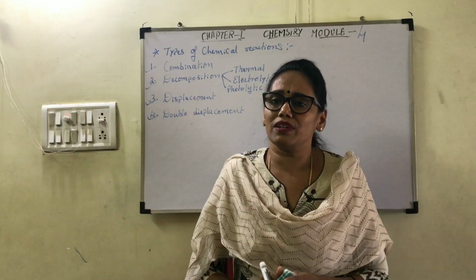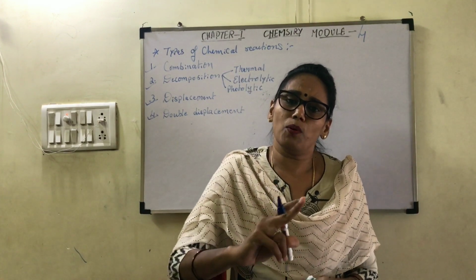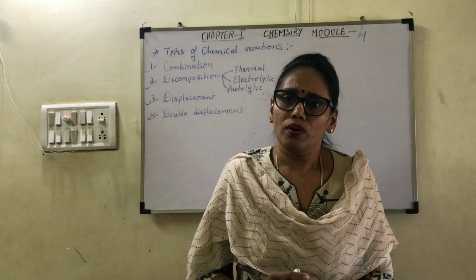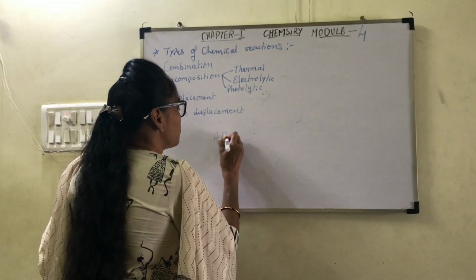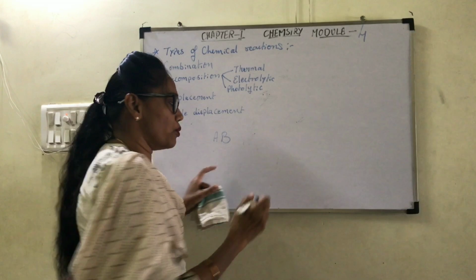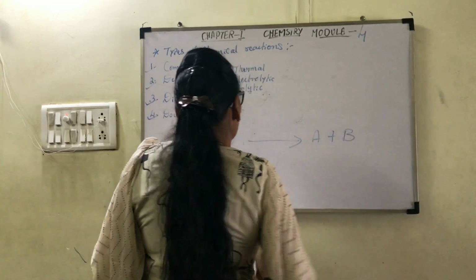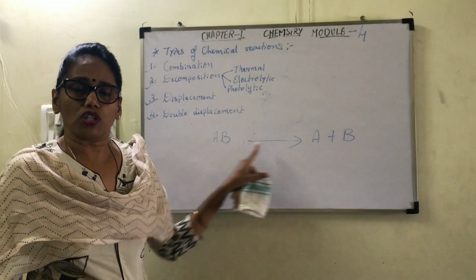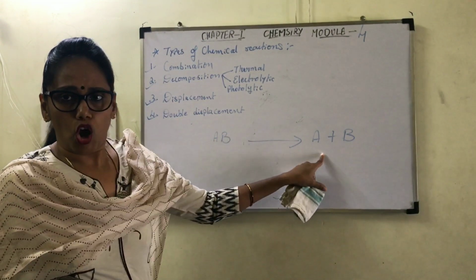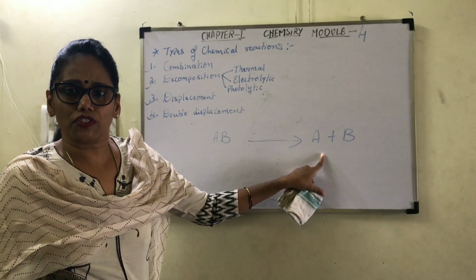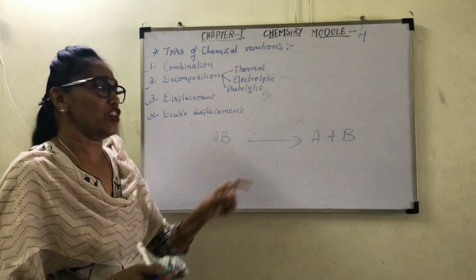In this reaction, a single substance decomposes or splits into 2 or more products. For example, AB is a single compound that will split into A plus B. Schematically, I can say this. So, it's exactly opposite to combination. But the decomposition of substances can again be taken up under 3 conditions.